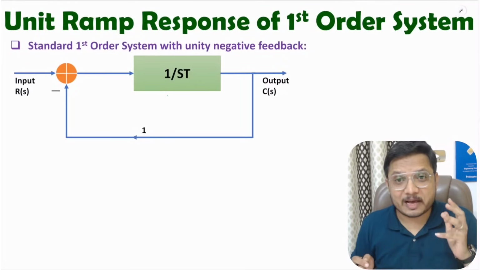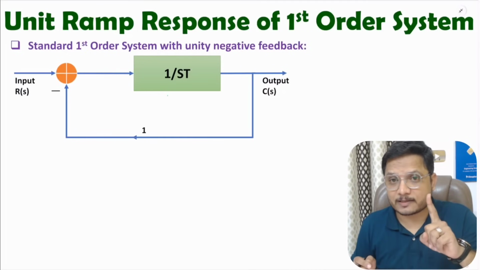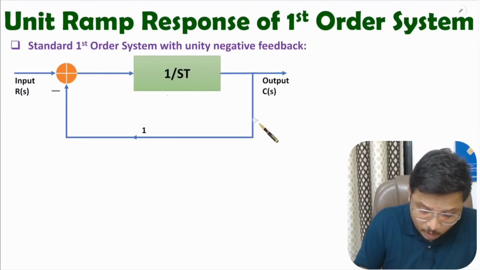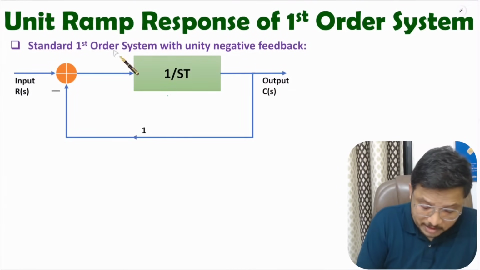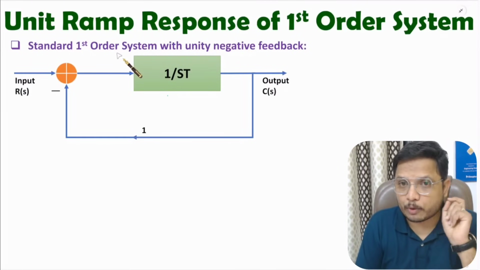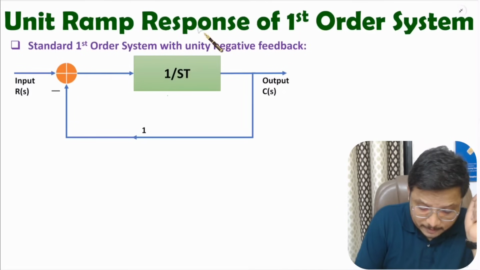In this video, I will explain the unit ramp response of a first order system. You can observe here we have a standard first order system. First order system means the given system has one pole. We need to identify the unit ramp response.